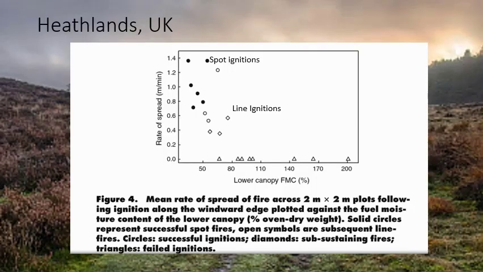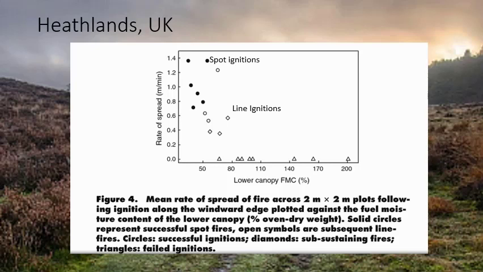Another study, and I'm not going to spend too much time on it, but it does make an important point: the size of the ignition. In discontinuous fuels, it's much harder to get a spreading fire if you have a point ignition, or spot ignition, as they're saying here, or a very narrow line. It's much more likely that a wide line ignition will be able to spread.